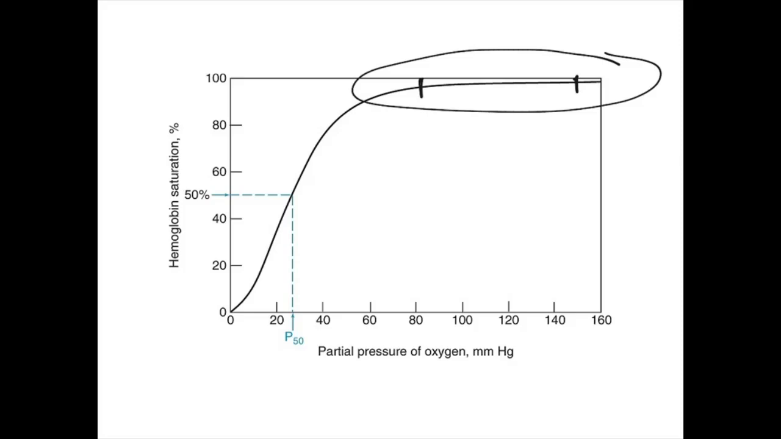The area that we focus on mostly is the area right here in the middle. This is a steep part of the curve. That means that for a change in partial pressure, you're going to have a pretty dramatic change in your hemoglobin saturation. That's a big deal because we can do a lot of things to bump this up and help this stay up as well.